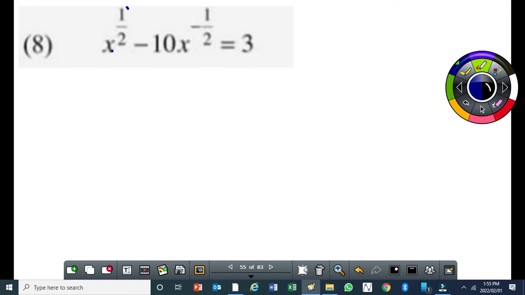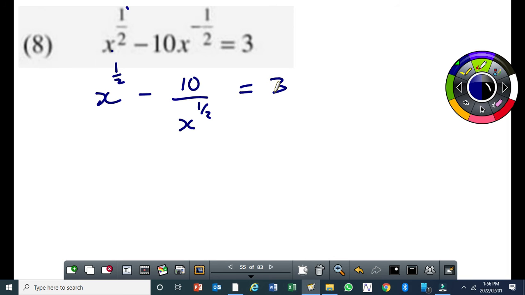Okay? So I can write this as x to the power of a half minus 10 over x to the power of positive a half. And this is equal to 3. Okay? I can't create the quadratic equation directly from the original question. Okay? Because the exponent of the first term is not twice the exponent of x in the second term.